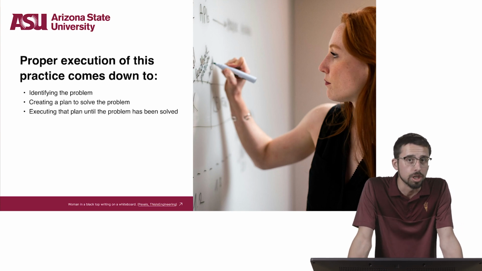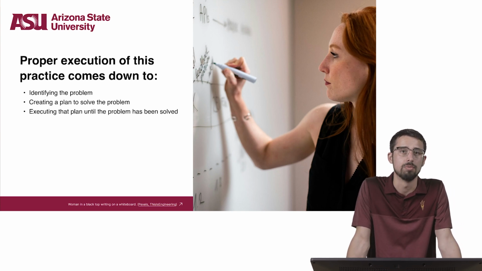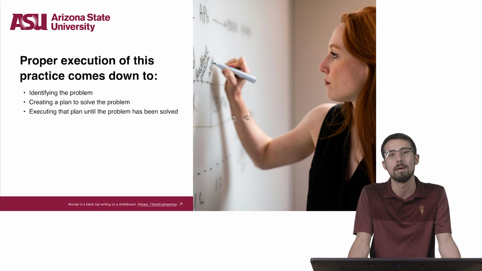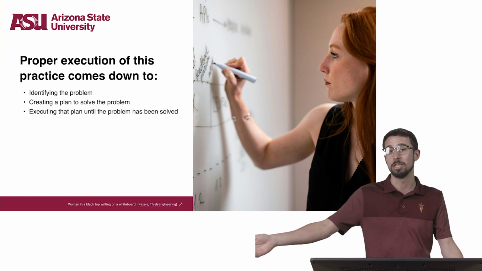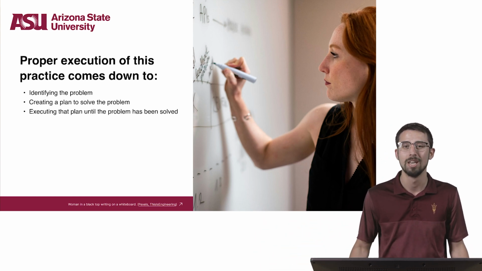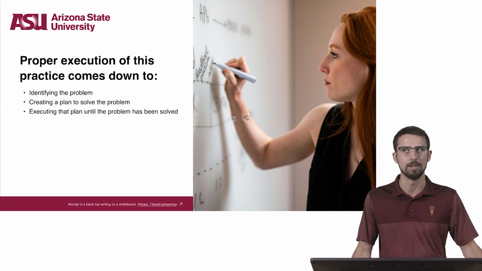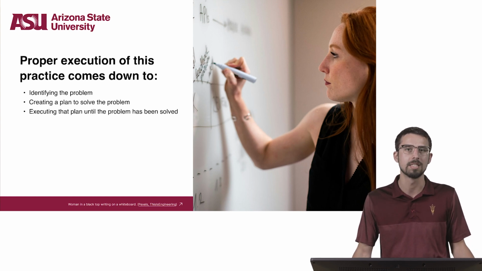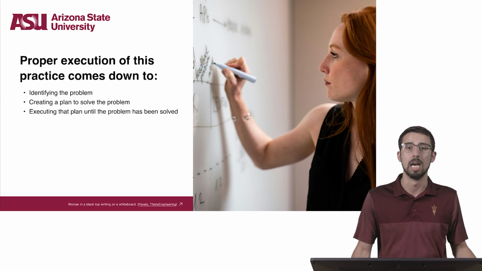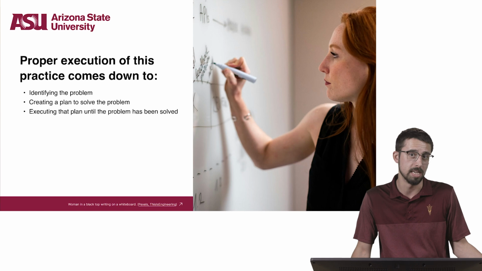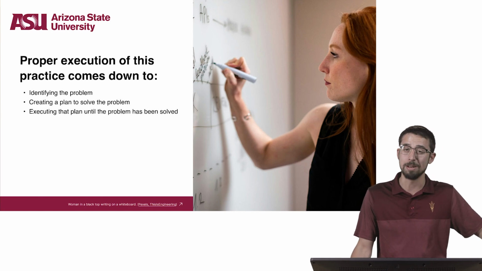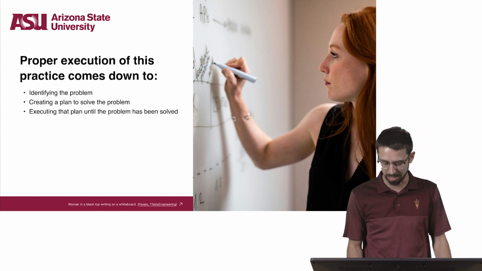Proper execution of this practice comes down to really identifying the problem, creating a plan to solve the problem, and then executing that plan until the problem has ultimately been solved. That may sound simple, but there's a lot that goes into it at every stage of the process. And with the proper project management plan, the project will be completed hopefully on time and within budget. That's really the stakes that we're working with there.